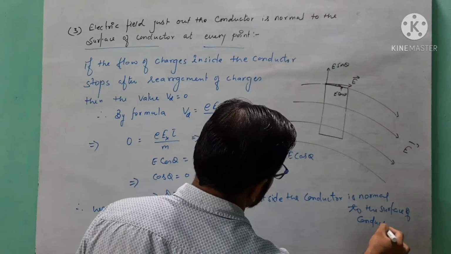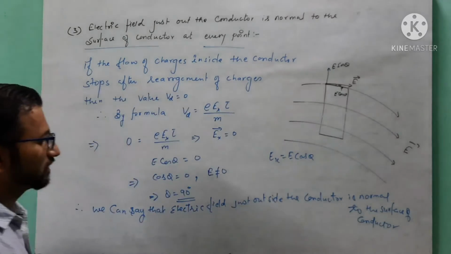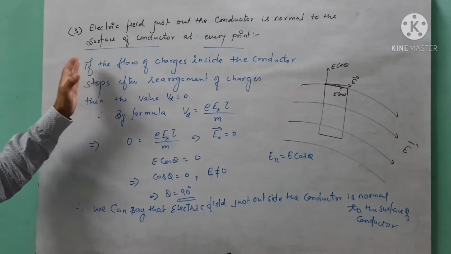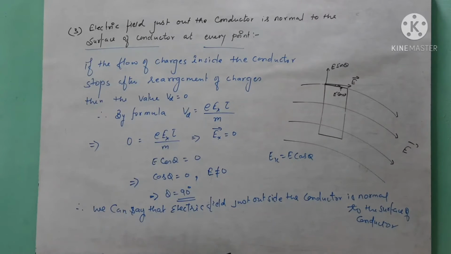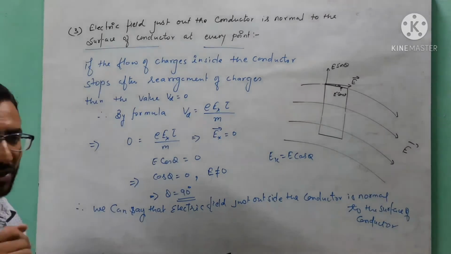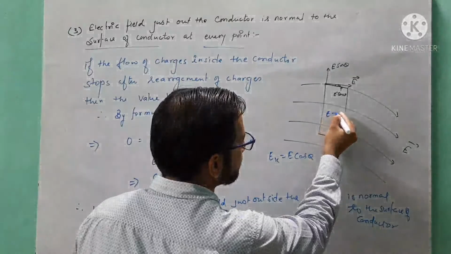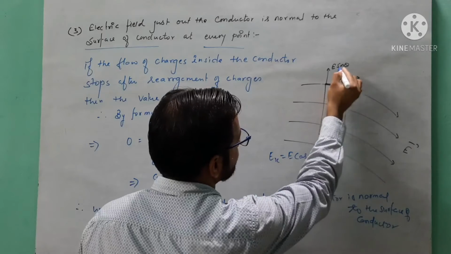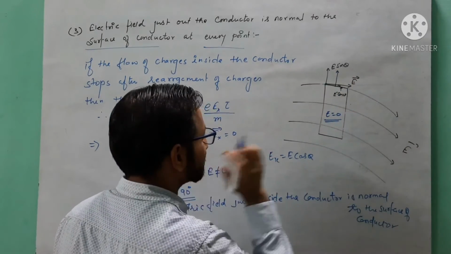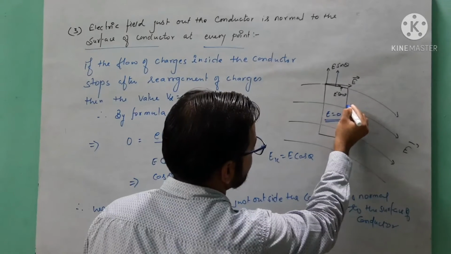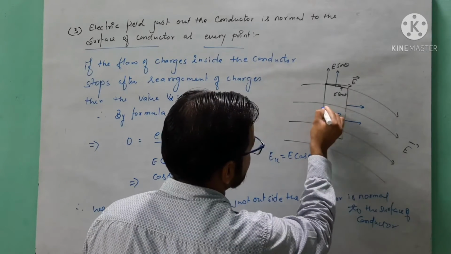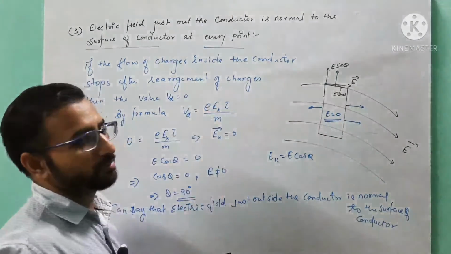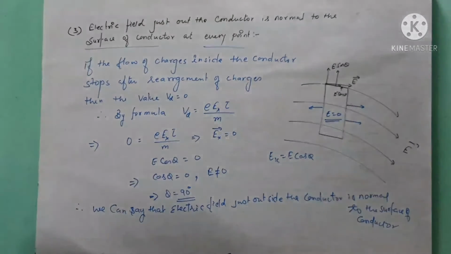Got it? So this is how the third result is proved, which is that the electric field just outside the conductor is normal to the surface of the conductor, and we know inside the conductor it is equal to 0. Just outside the conductor, it is normal to the surface. So if I take it like this, this is also normal to the surface. If the surface is this, the electric field is normal to it. So this is our third result.